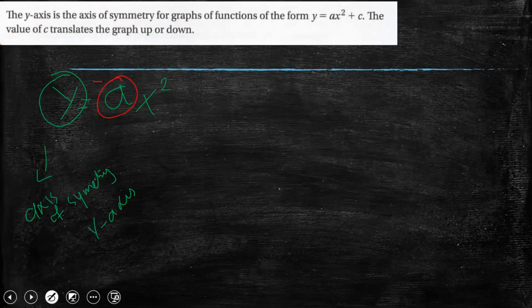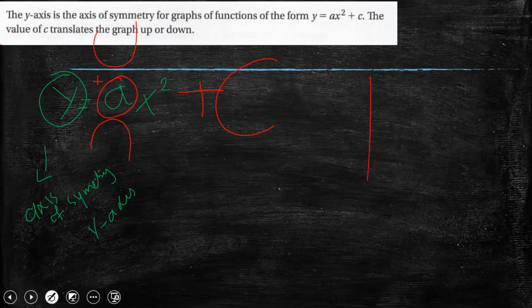If a has a positive sign, it opens upwards. If it has a negative sign, it opens downward. If it has a greater number, it will be the narrowest one. If it has the smallest number, it will be the widest one. Now, I will add c. They told me x squared plus c. What is c? C is the value that translates the graph up or down.